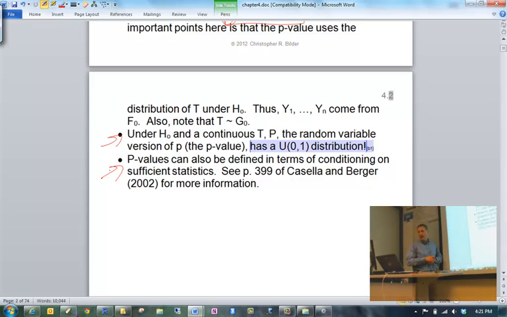P-values can also be defined in terms of conditioning on sufficient statistics. Again, a topic that's often taught in 883. We'll look at actual conditioning on sufficient statistics as well later on in this chapter.